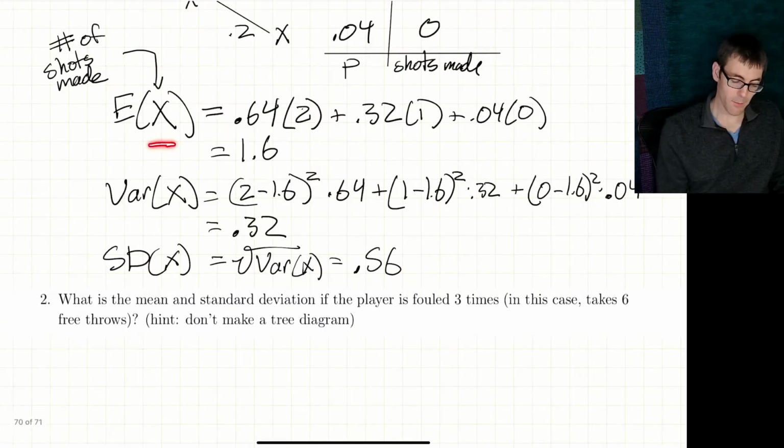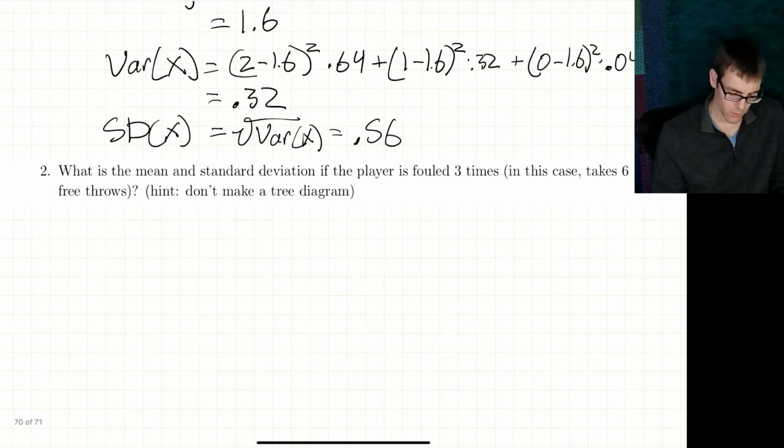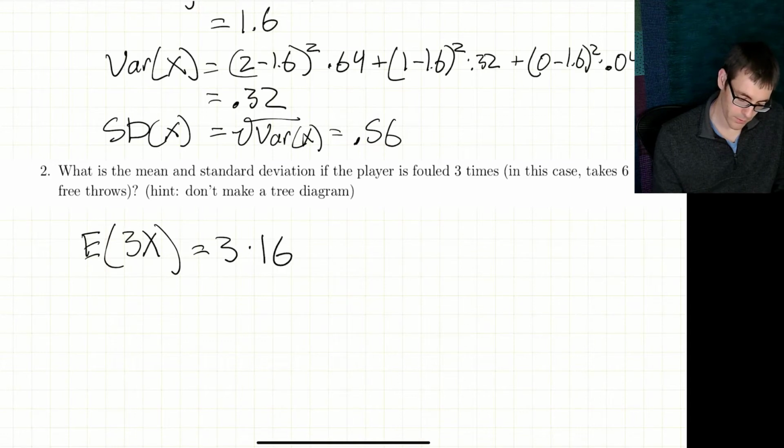So if x is the number of shots made when you're shooting twice, then what we're after here is a total of x plus x plus x, or 3x. Well, the expected value of 3 of these instances is just going to be 3 times the expected value of one of them, which I believe is 4.8.